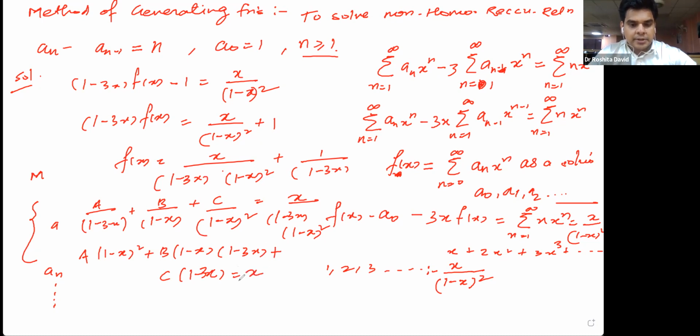The numerator I'm comparing. Now, if I take some specific values of x, suppose I'm taking x equal to 1. For x equal to 1, I get one equation. The first term is going to be 0, the second term is going to be 0. So for x equal to 1, I get minus 2c equal to 1. So c is minus 1 by 2. Similarly, I can find a and b for specific values of x.